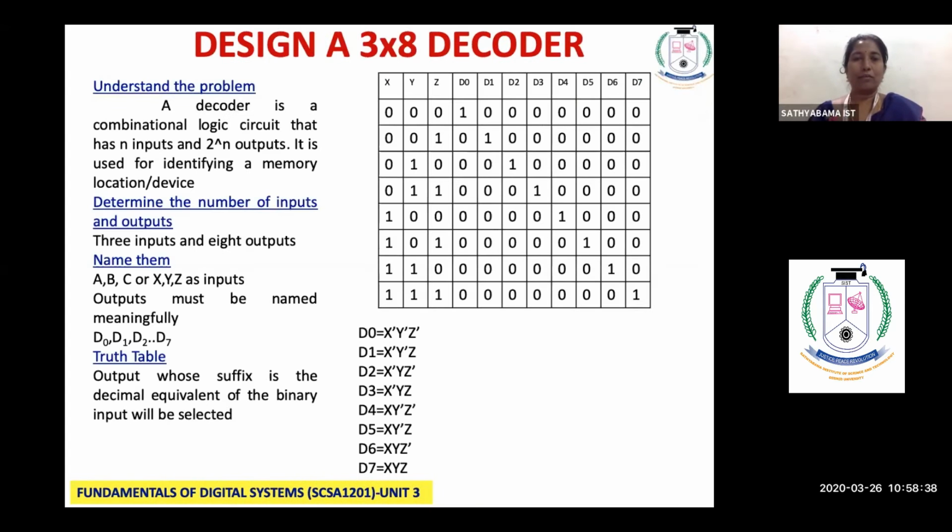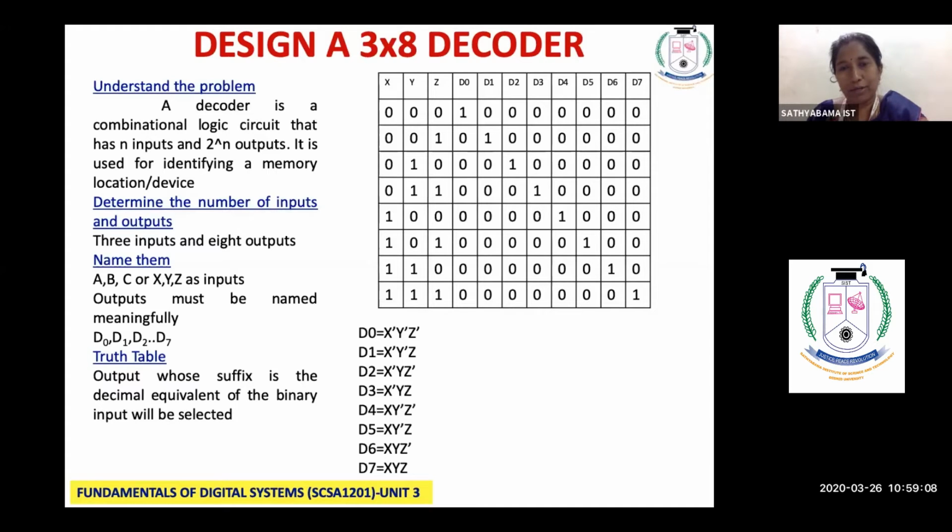Next, the question here is: design a 3x8 decoder. So what is a decoder? Actually, the subtractor had some meaning. You all know, from first standard you are studying subtraction and addition, so you know what an adder and a subtractor are. But all of a sudden in this unit, we are going to teach you the decoder. Again, you need not panic.